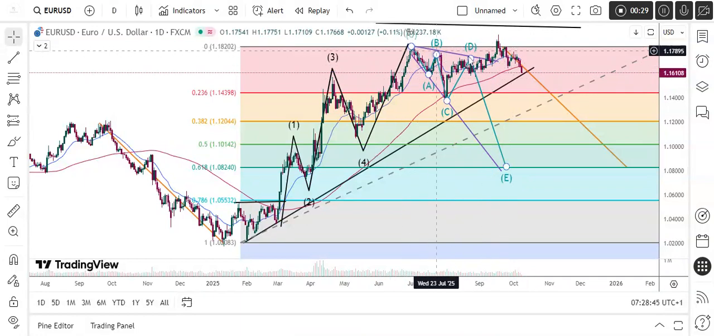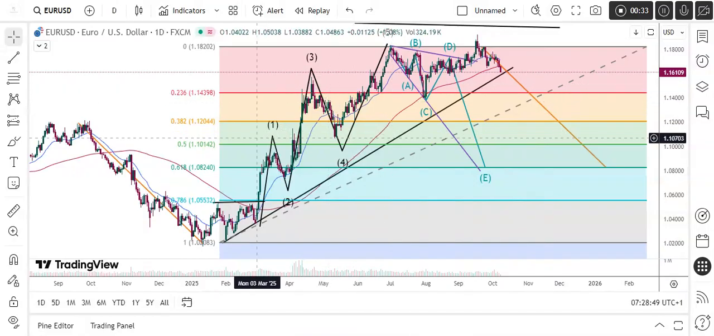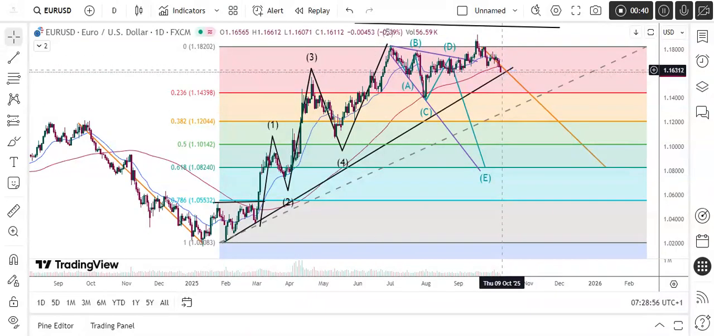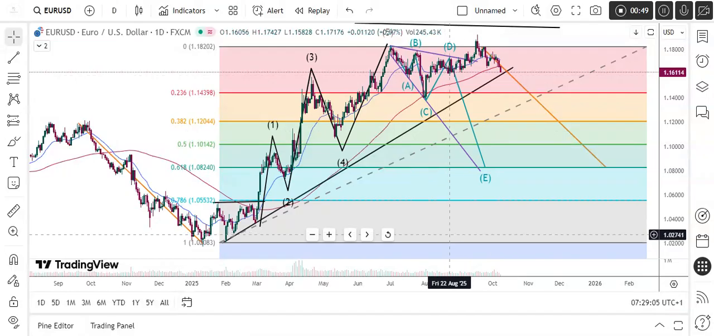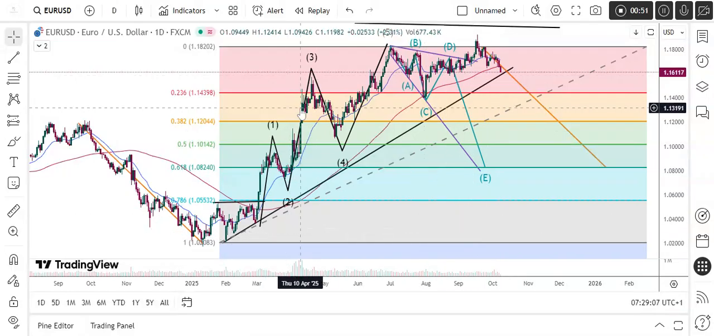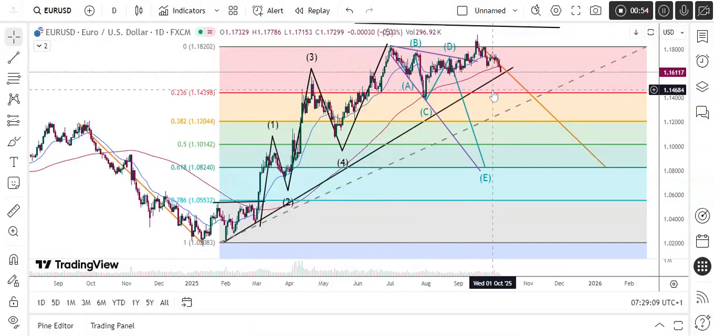This is the correction phase according to my analysis, and please don't take it as financial advice. I'm just sharing with you my thoughts and ideas. I'm going short here because finally the price has moved under the two moving averages. The stochastic oscillator is not oversold yet, it's around 22 or something, but it's about to be oversold, which is another confirmation.